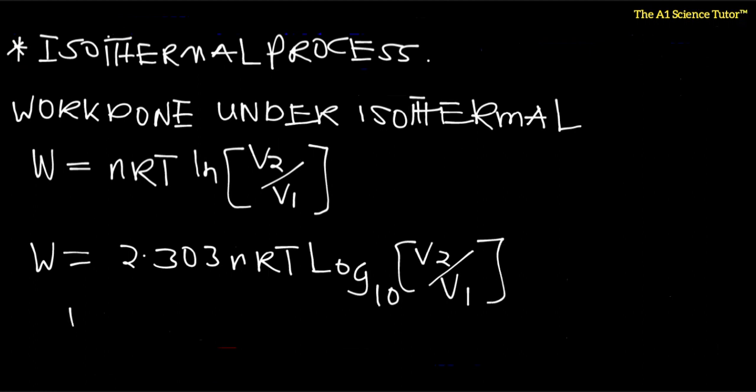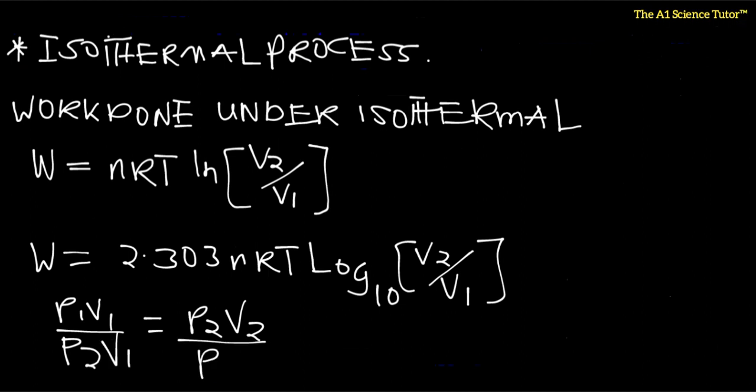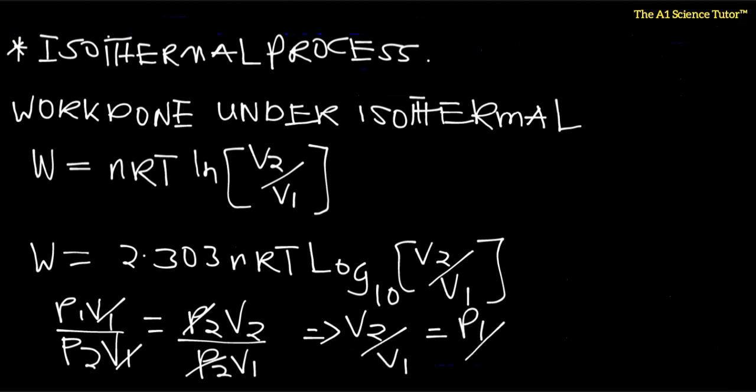Now, we also know from Boyle's law that P1V1 is equal to P2V2, right? So if I divide both sides by, let's say, V1 here and P2 here, that is going to give us something very interesting. So this is P1V1 divided by P2V1. Now P2 cancels out, and V1 also cancels, so basically what we have is V2 over V1, and this is equal to P1 over P2.